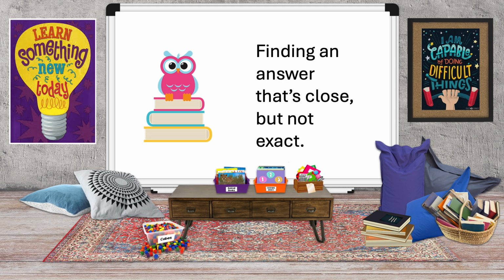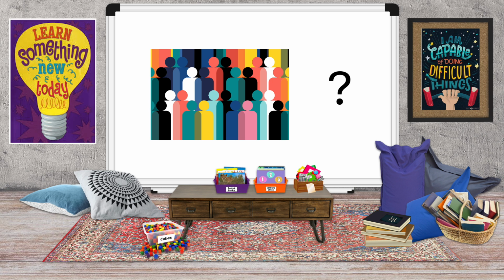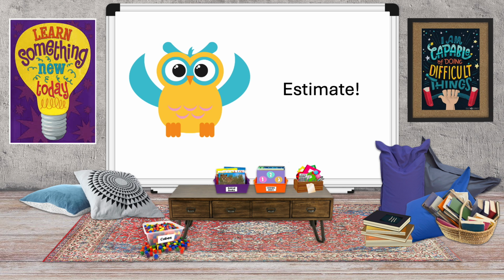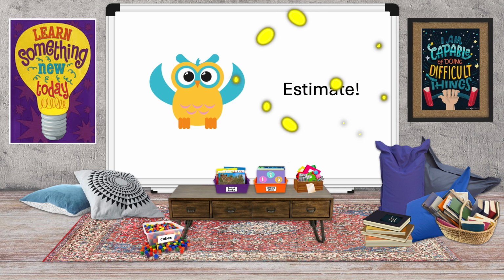Estimation is when we try to find an answer that's close enough, but not exact. It's like making a smart guess. We use estimation when we want to solve a number sentence quickly, or when we don't need the exact number. For example, if you want to know about how many people are in the cafeteria, you don't need to count every single person. You can estimate and say, there are around 100 people. If we see the word around in a word problem, that's a clue that we're being asked to estimate.